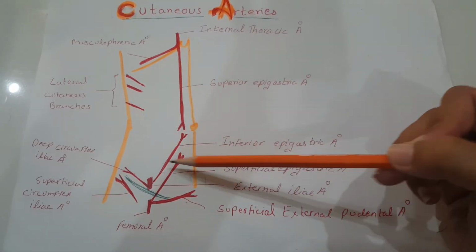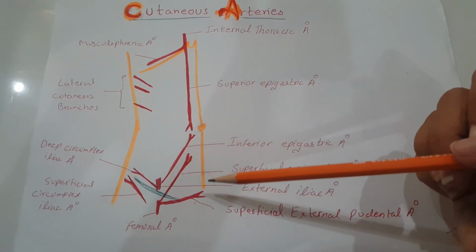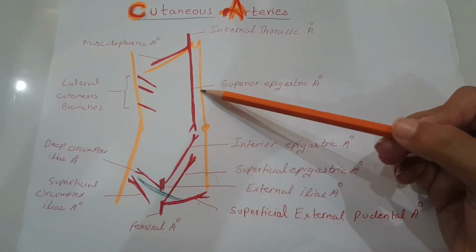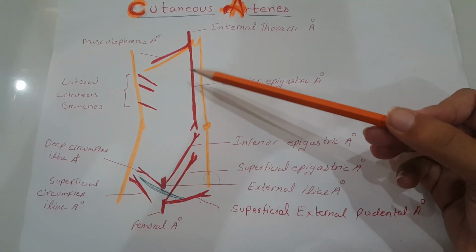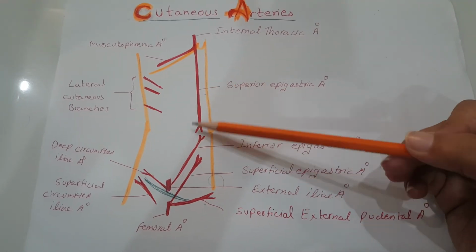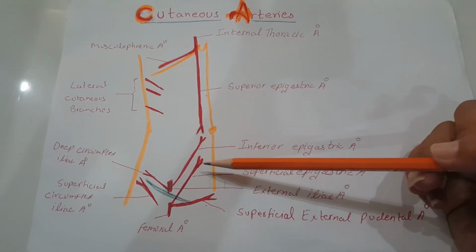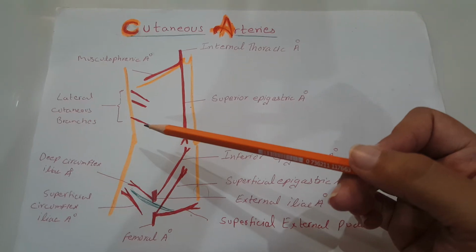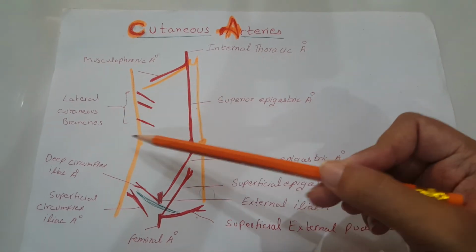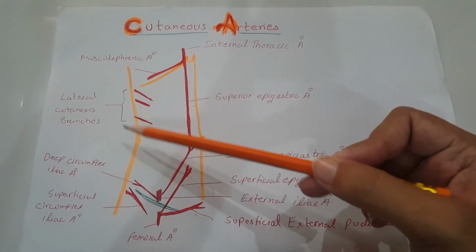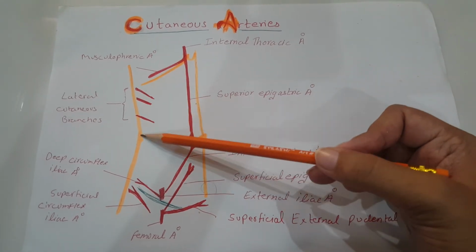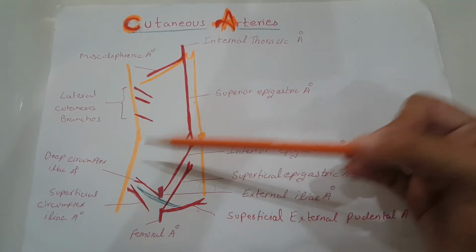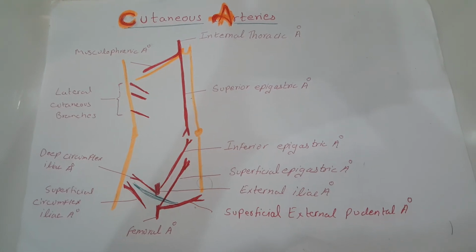The anterior abdominal wall is supplied by the anterior cutaneous arteries. These are the branches of the superior epigastric artery and inferior epigastric artery. Anterior cutaneous arteries accompany the anterior cutaneous nerves that we have discussed before. The anterior abdominal wall laterally is supplied by the lateral cutaneous branches of the posterior intercostal arteries. So I have drawn lateral cutaneous branches. These are the branches of the posterior intercostal arteries.